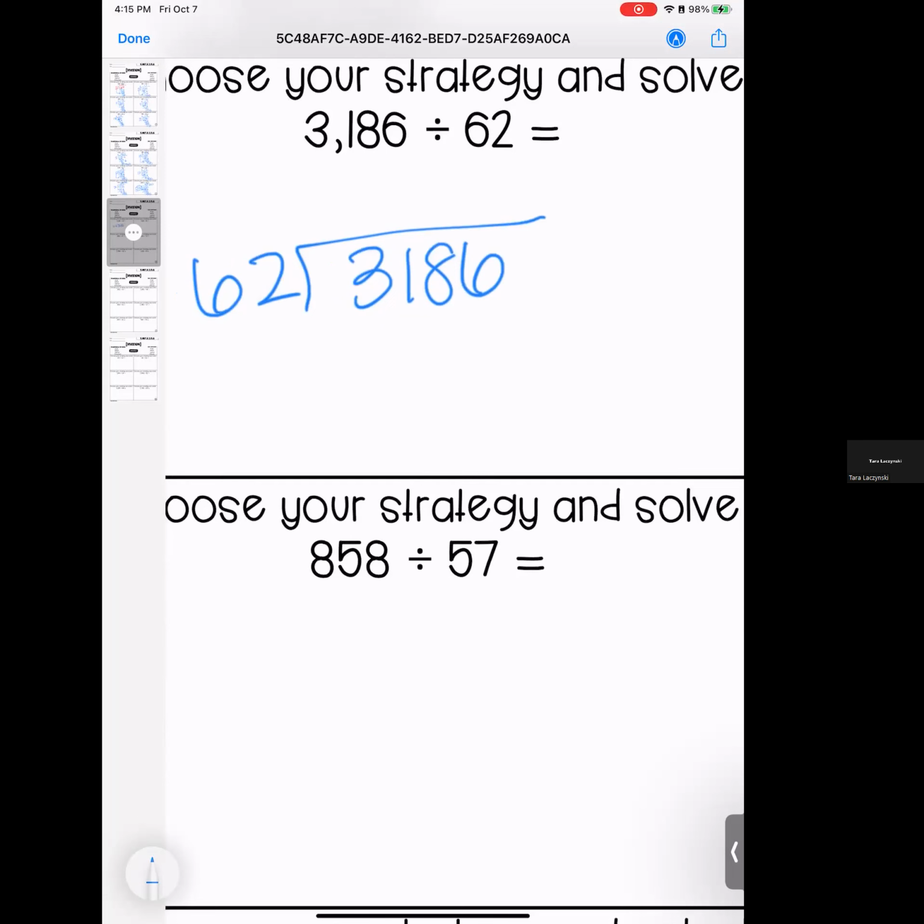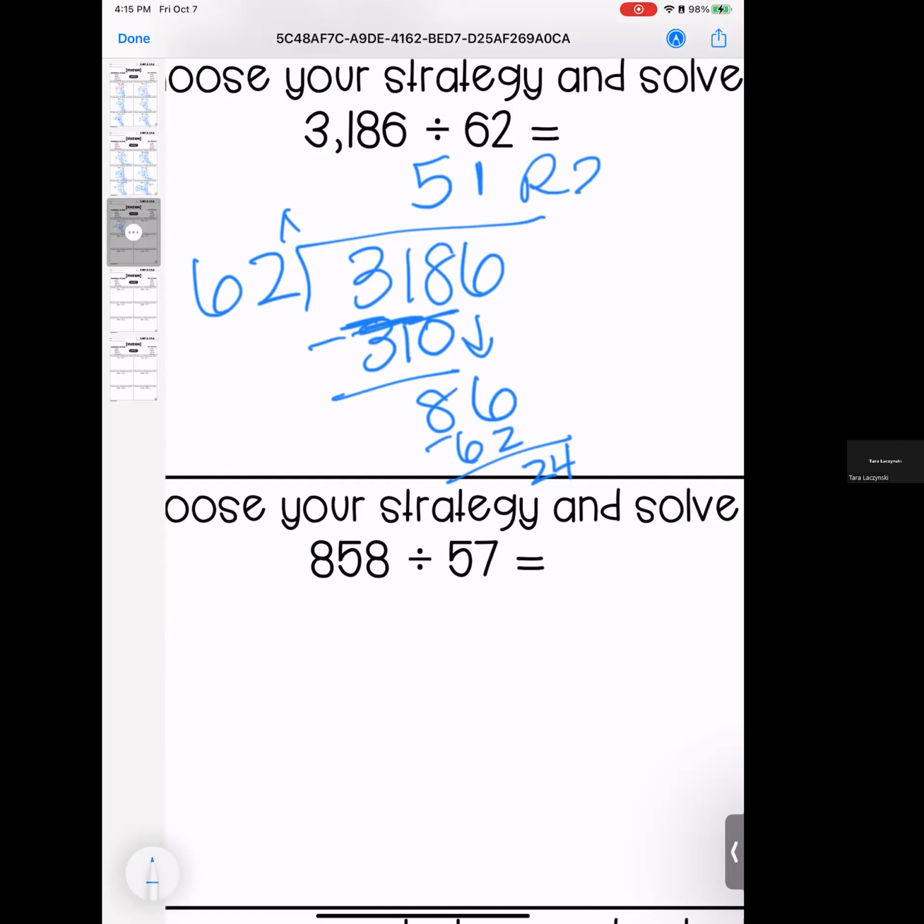So 62 does not go into 3. It does not go into 31. It does go into 318. It goes in 5 times. And 5 times 62 gives you 310. We subtract for 8, bring down our 6. Now 62 is going to go into 86 one time. That's the closest we can get. And when we subtract, we're left with 24. 24 feels like a big remainder, but remember, as long as it's smaller than our divisor, then it is a-okay. Our answer for this one is 51 with a remainder of 24.